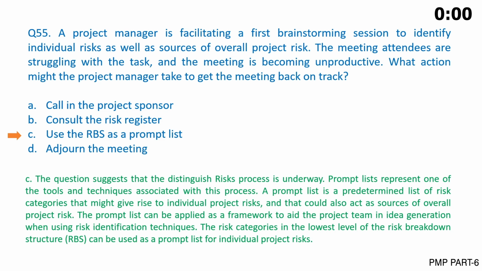The prompt list can be applied as a framework to aid the project team in idea generation when using risk identification techniques. The risk categories in the lowest level of the risk breakdown structure, RBS, can be used as a prompt list for individual project risks.